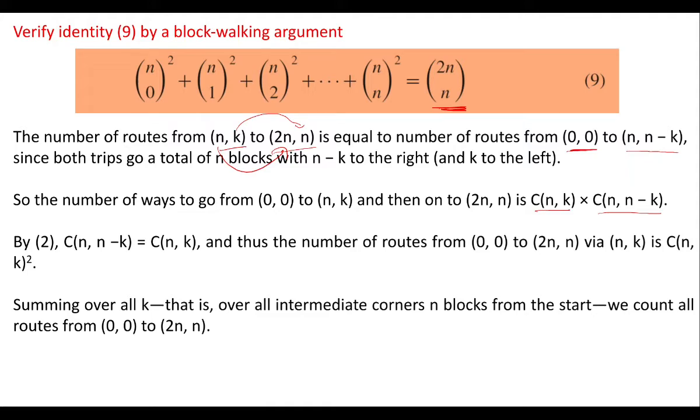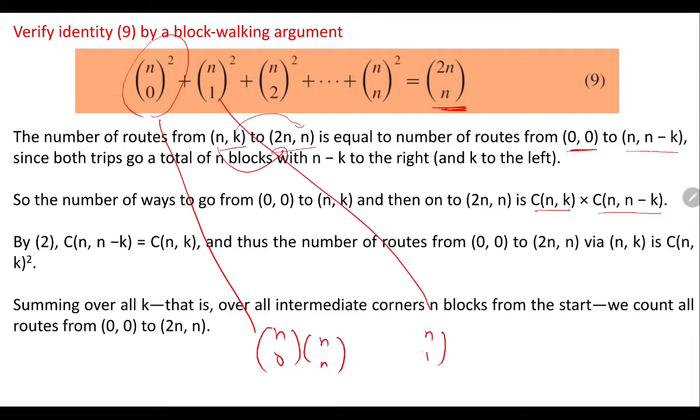So if you manage to see it as nC0 and nCn, this one is nC1 and nC(n-1), then the proof is trivial. This is how you have to see it. So we have used this identity that nCk is the same as nC(n-k).